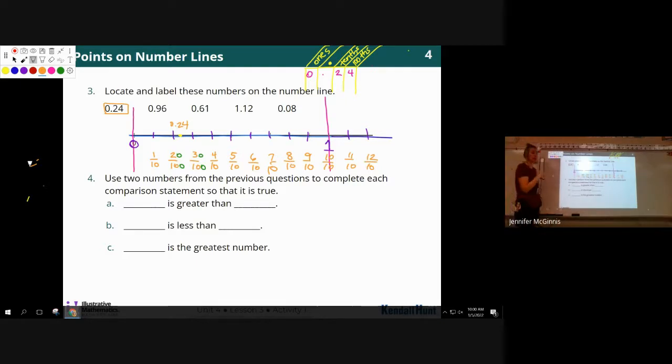Tomorrow on your review slide, you're going to have to plot on a number line. That's what's going to be on your review slide tomorrow. So the practice poster is going to be very helpful.